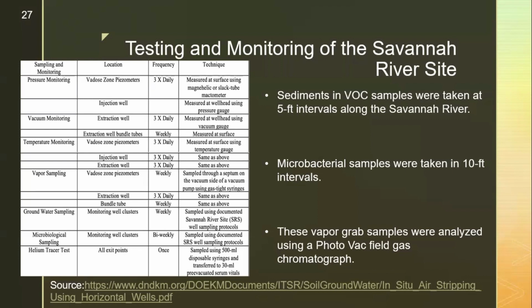All of the sediment samples, the first 2 that I mentioned, were taken at 5-foot intervals along the Savannah River. The microbacterial samples were taken in 10-foot intervals, and the vapor grab samples were analyzed using a Photovac field gas chromatograph.